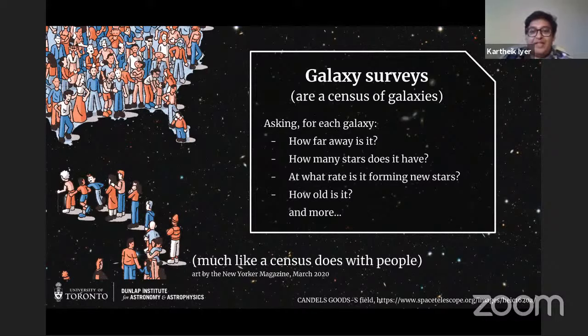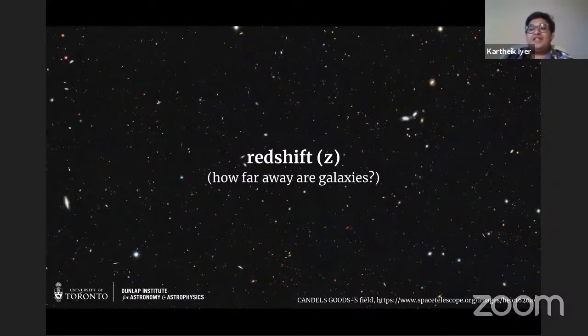But the first thing you need to do as a scientist is figure out how to answer each of these questions. So let's take some time and look into that. The first question is, how far away are galaxies? And this is usually summarized in the astronomy literature by a single word called redshift, especially when you're talking about distant galaxies. So the word is redshift, and it's denoted by the letter Z.